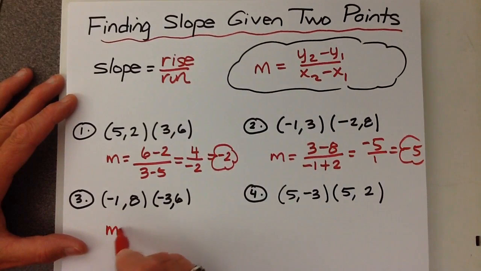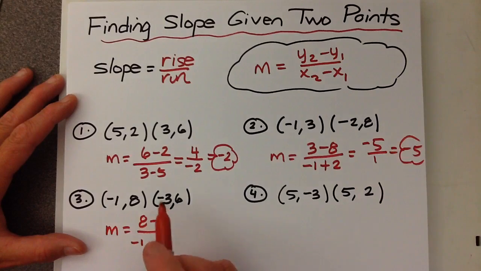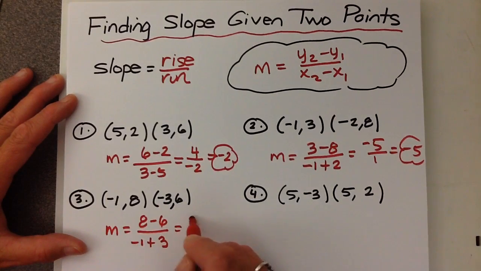All right, I'll start over here with the 8. 8 minus 6. Negative 1 minus a negative 3 is a plus 3. 2 over 2 makes a slope of 1.